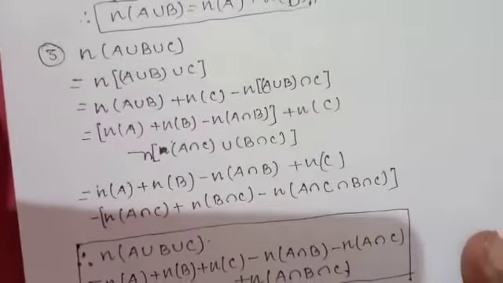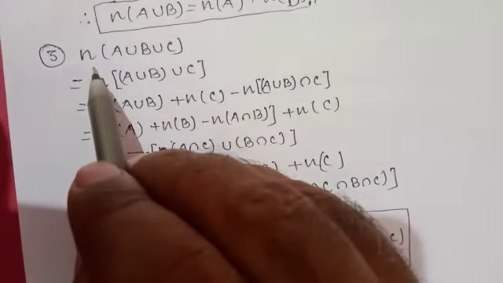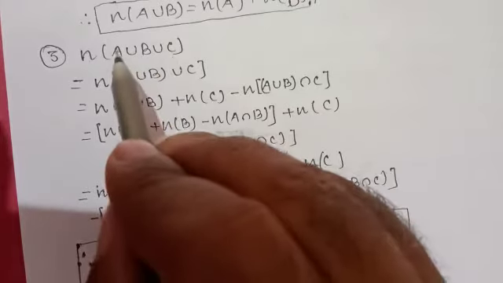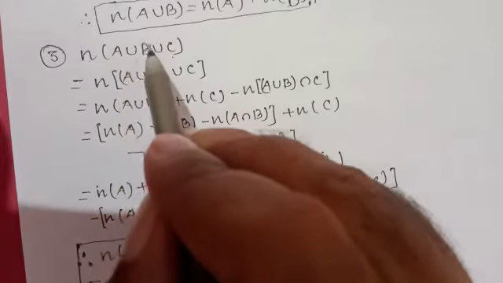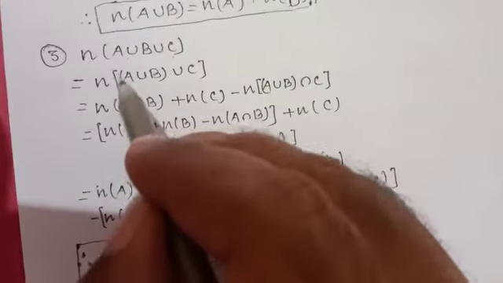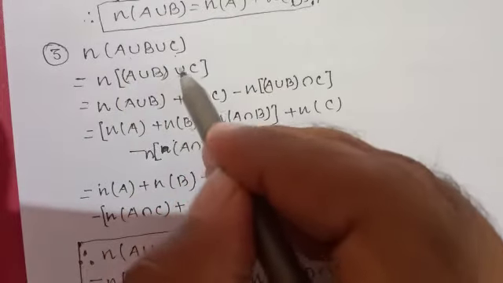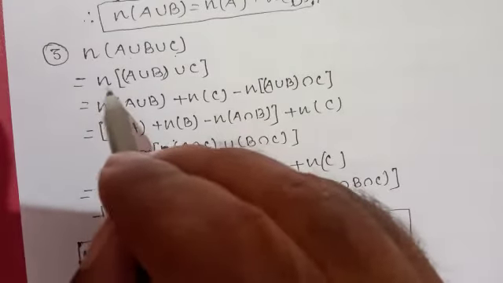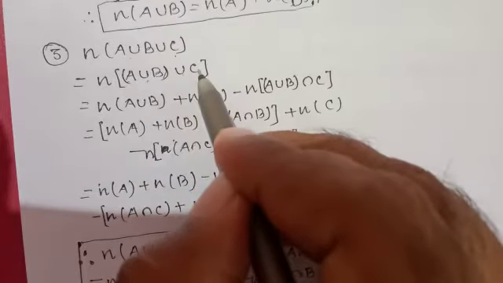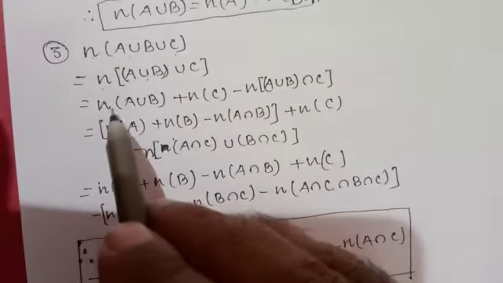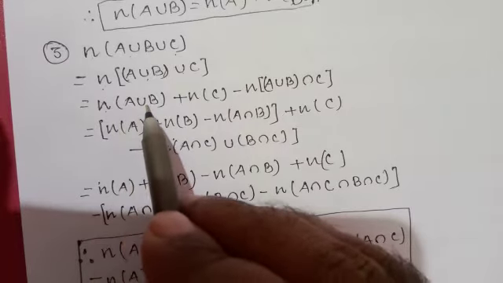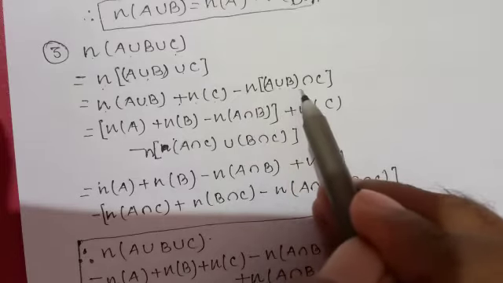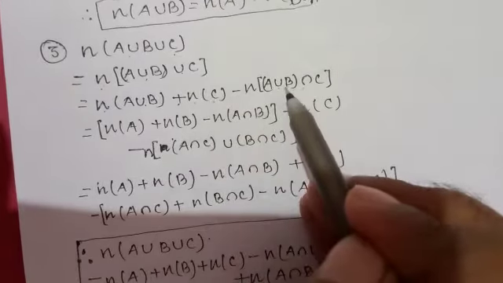Now understand very carefully the third formula, for three sets, n(A union B union C). This formula is derived on the basis of the two-set formula. So first consider A union B as one set, union C. Now apply the formula. According to that formula, it should be n(A union B) plus n(C) minus n((A union B) intersection C). N stands for number of elements.